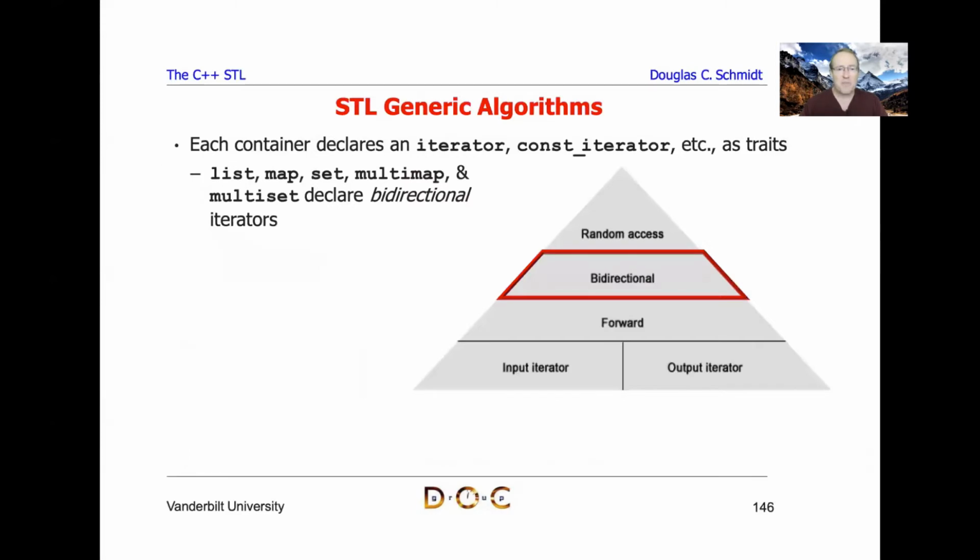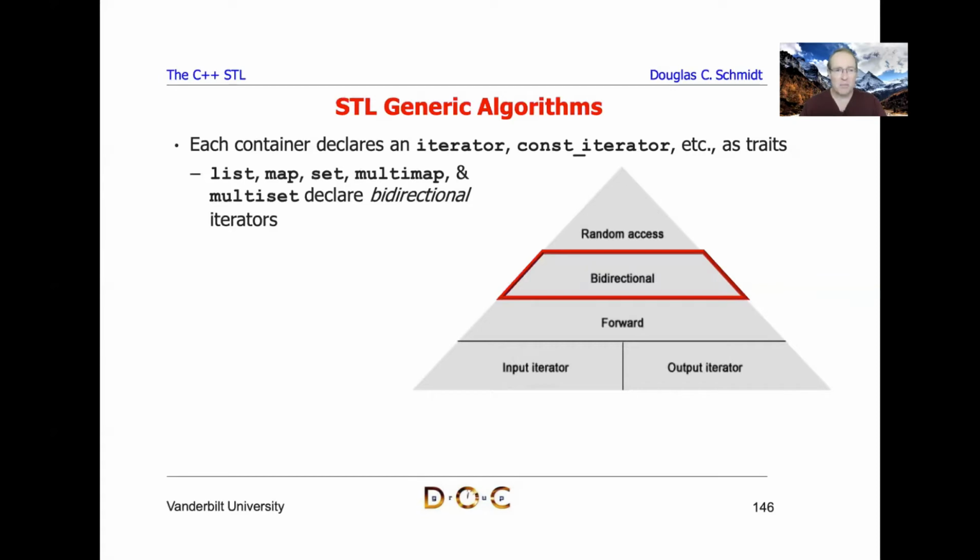As you can see, certain containers like lists and maps and sets and multimaps and multisets, and then of course things like unordered multimap and unordered set, etc., they all define bidirectional iterators. And that is intentional, and that's because those data structures don't support efficient random access. So with a list or a map, you can't just sort of jump into the middle. You have to iterate there from one side or the other to get to where you want to go.